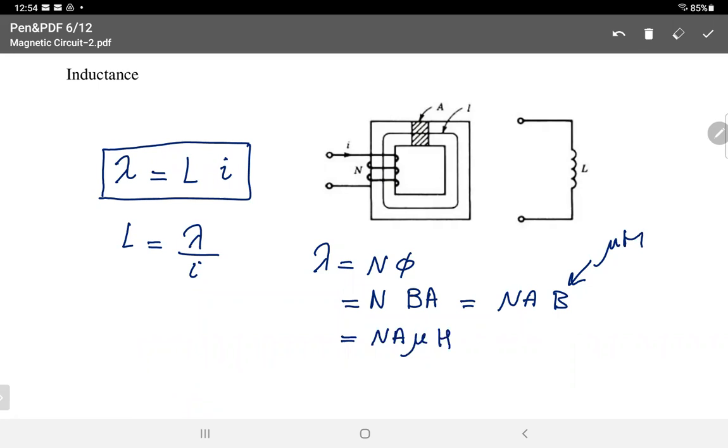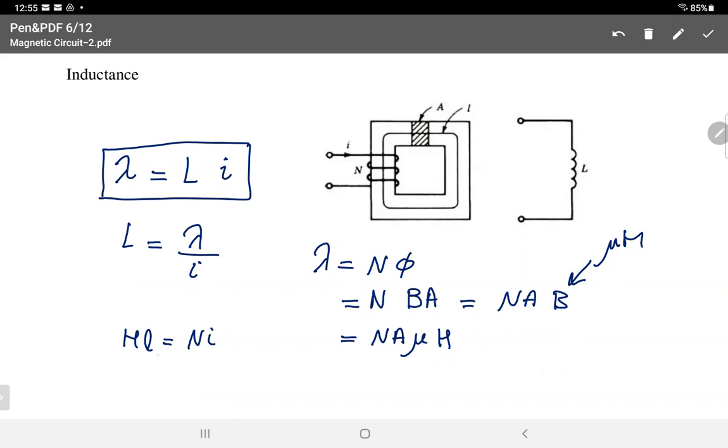I'm getting closer to the current. Is there a relation between H, the magnetic field intensity, and the current? Yes, Ampere's law. Ampere's law says that HL equals NI. So I could say it's N, A, mu, and H will be NI divided by L. But I'm not going to do that. I will leave it as H and use the relation with current here on the bottom, since the current is there. Finding the relation between current and H is better.